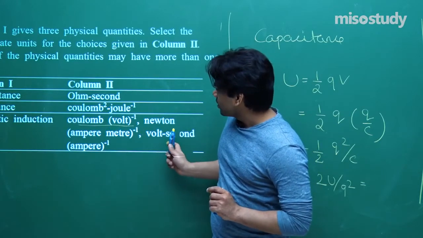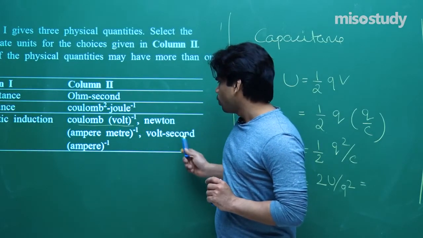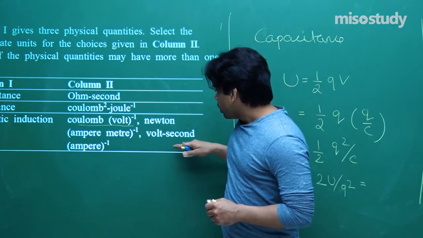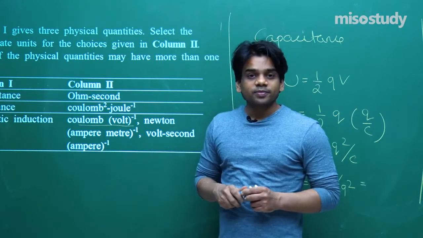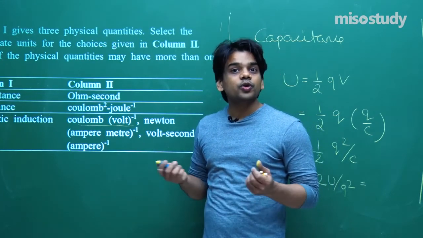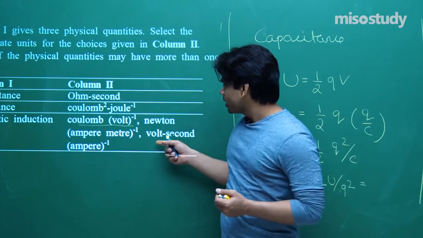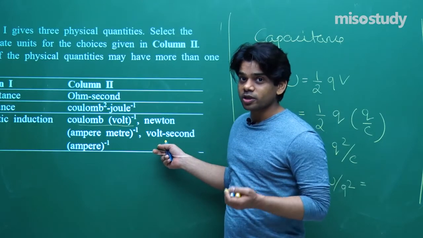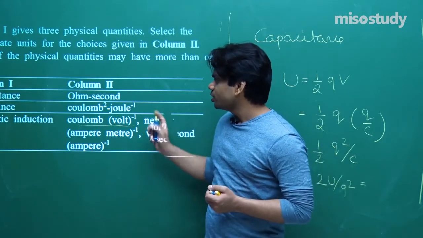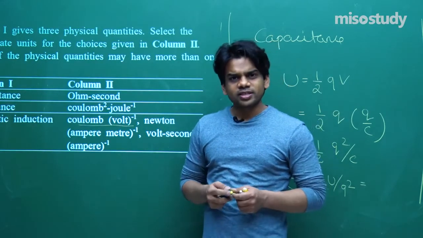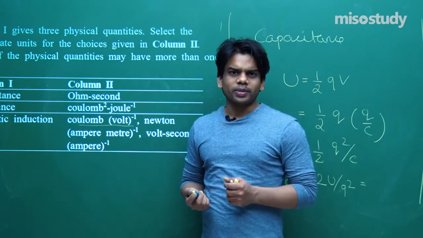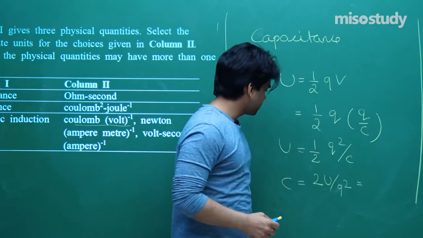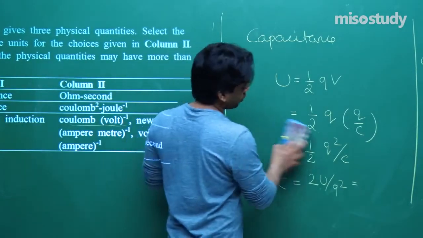Now Newton ampere meter per ampere to the power minus 1 and volt second per ampere. Again, if you check here, volt into second per ampere, we all know that capacitance is equal to Q by V. So volt cannot be in the numerator, because V is in the denominator. This will not be matching. Ohm second is actually the unit of resistance, so that is also not matching. Then again, for energy it was not matching.